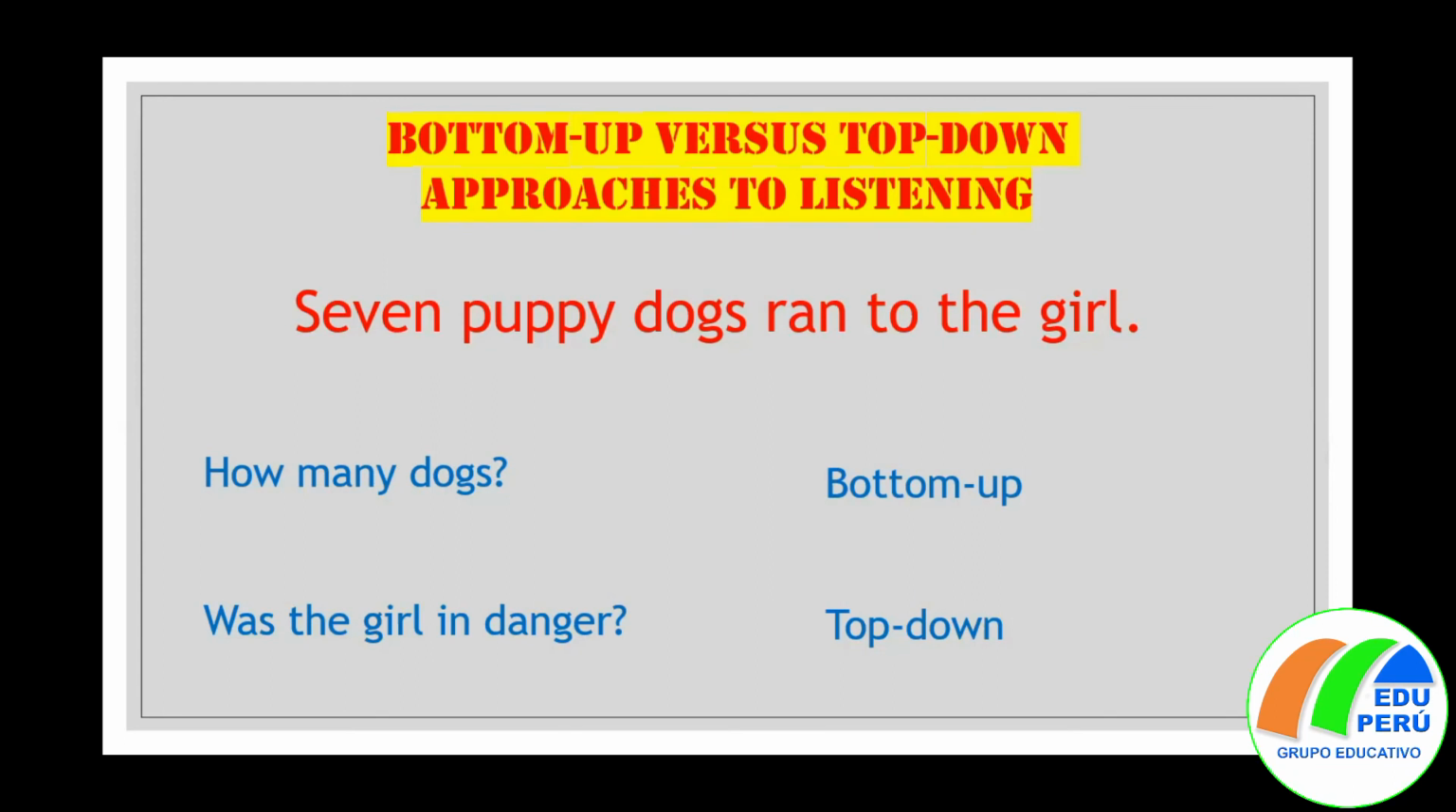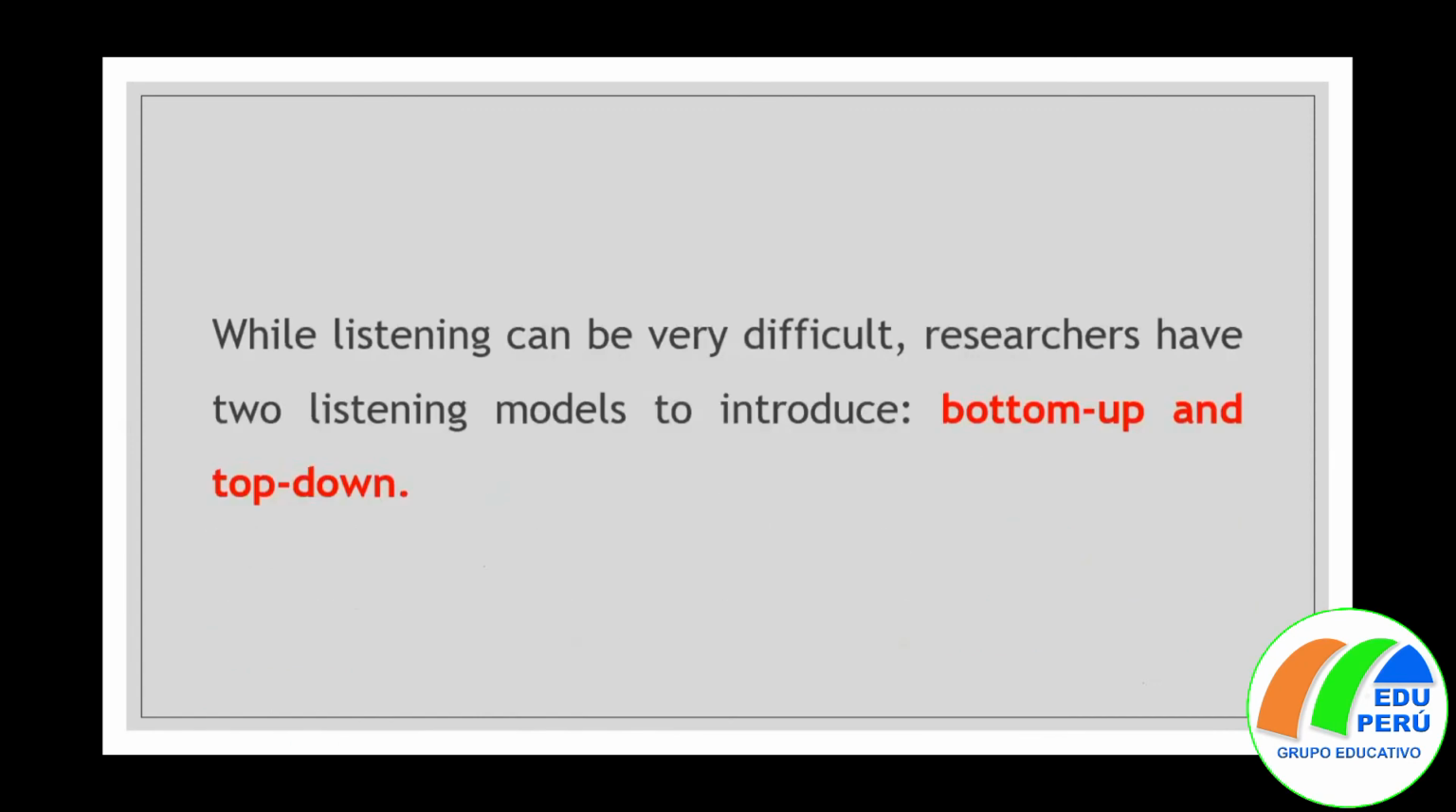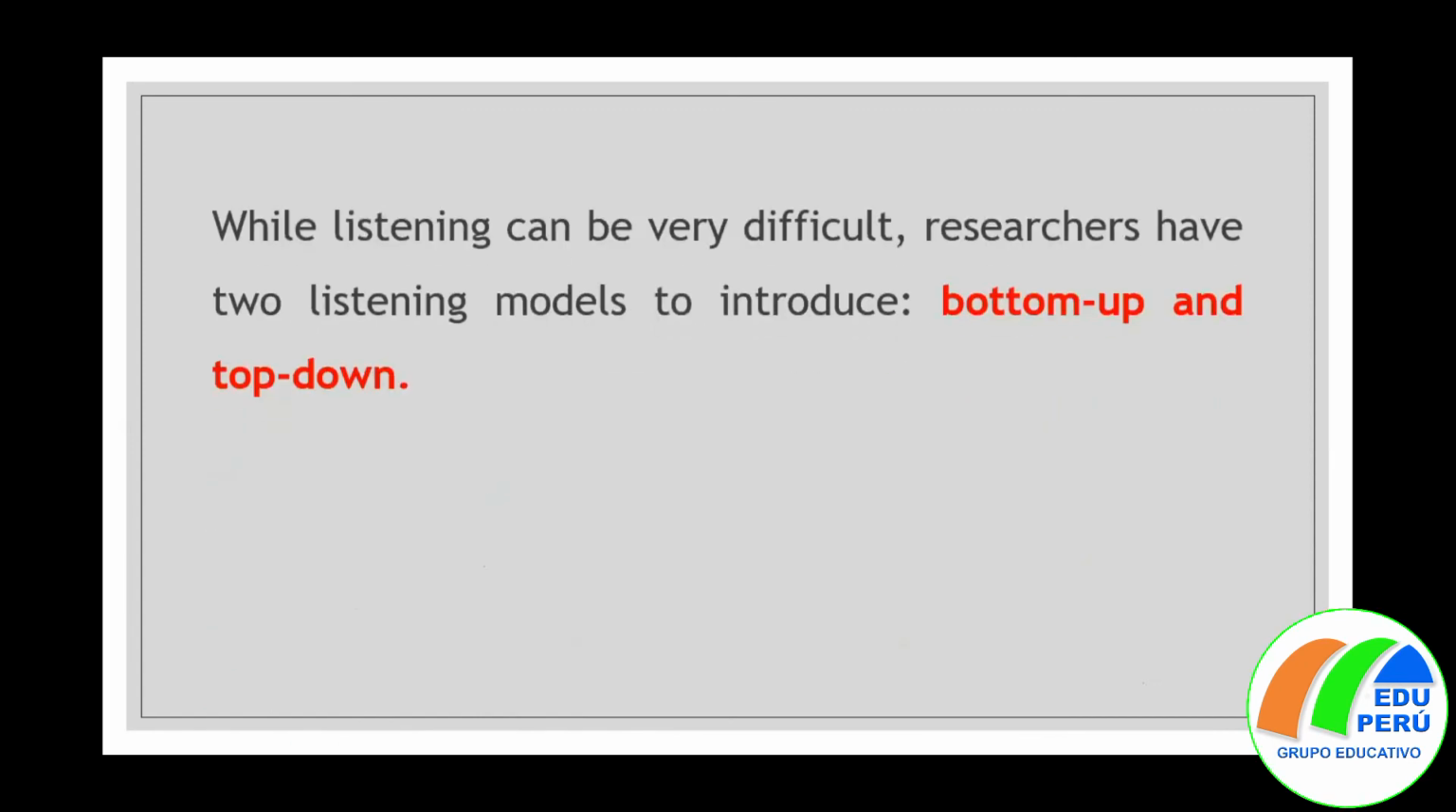But if we analyze that they are puppies, maybe no, because they could be their pets. Or maybe the girl is playing with them. Notice, we have these two processes, these two approaches of understanding or listening, bottom up and top down. While listening can be very difficult, researchers have two listening models to introduce, the bottom up and top down.